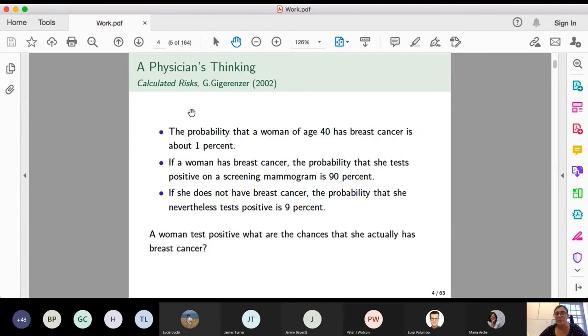So now here is my question for you. One woman in this range of age goes to the hospital, has the mammogram, and it comes back positive. And the question is, what is the probability that she indeed has breast cancer? What do you think? Now I will move to the chat to see your answers. It's just a guess. Don't try to apply formulas, just what your intuition is telling you.